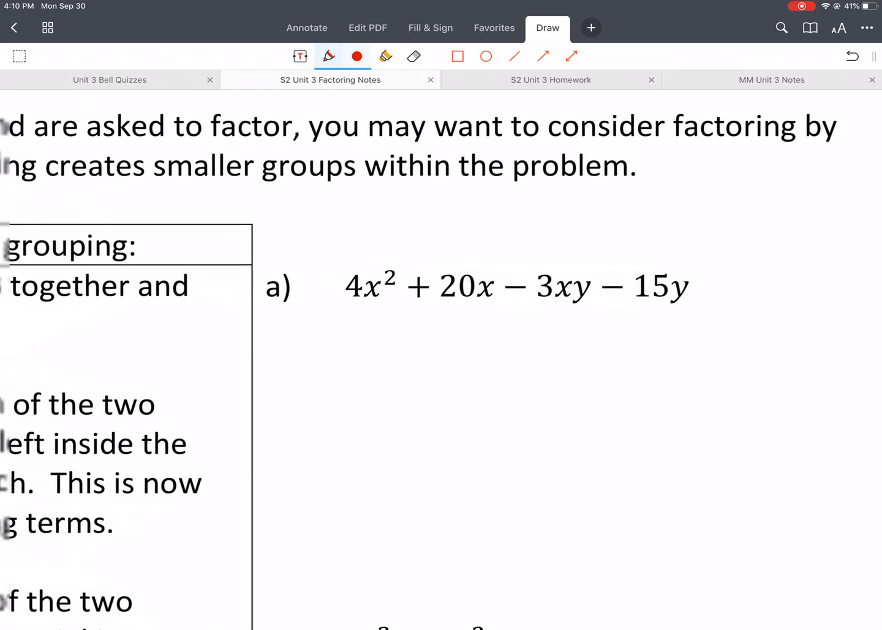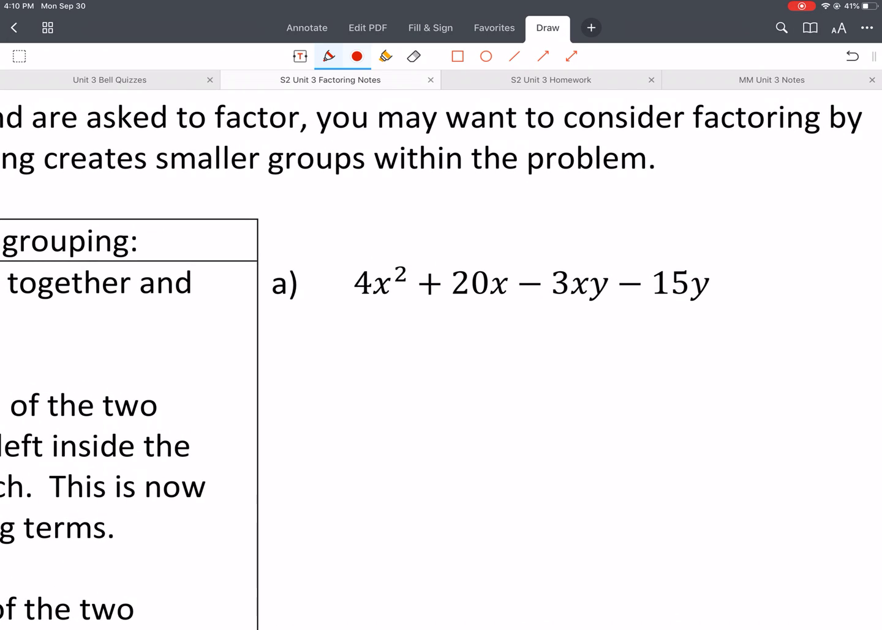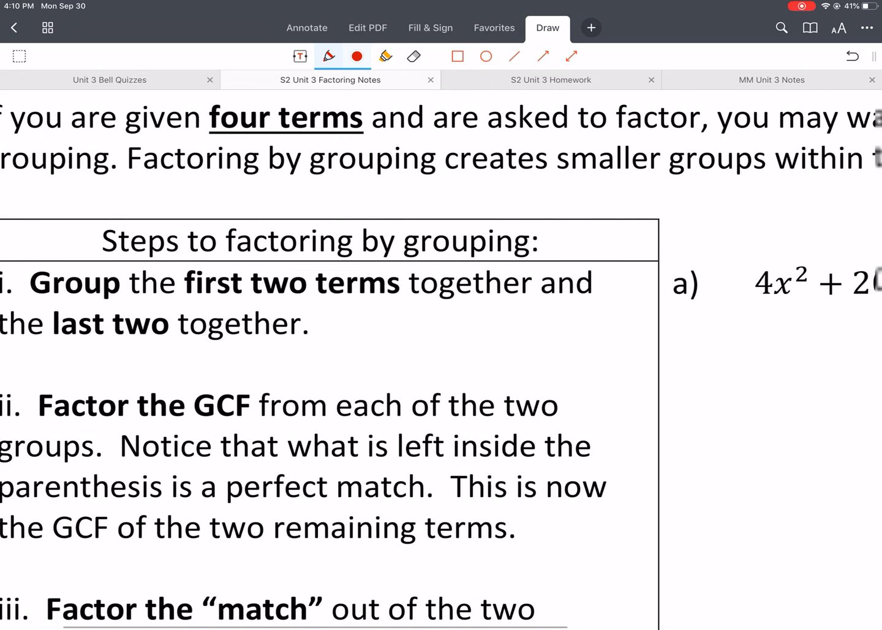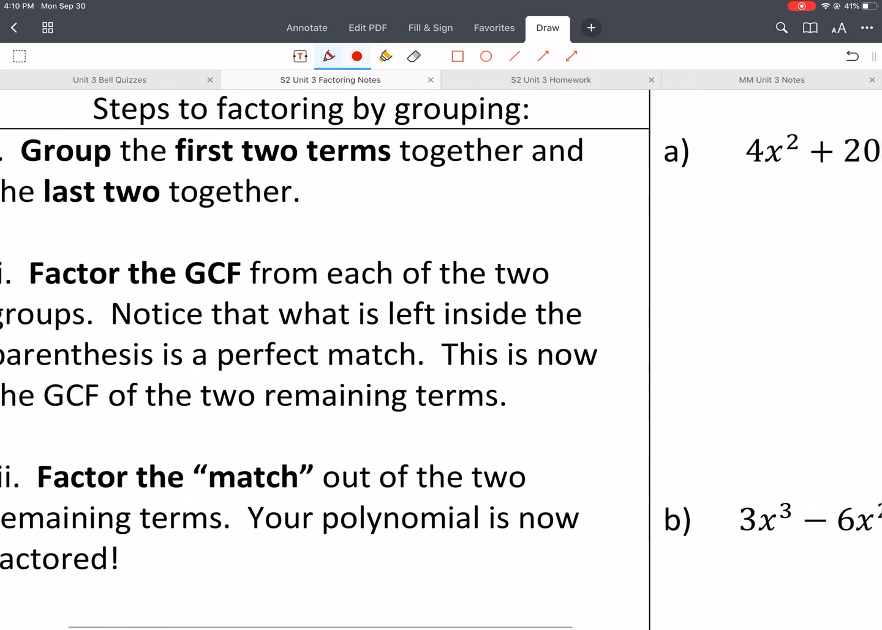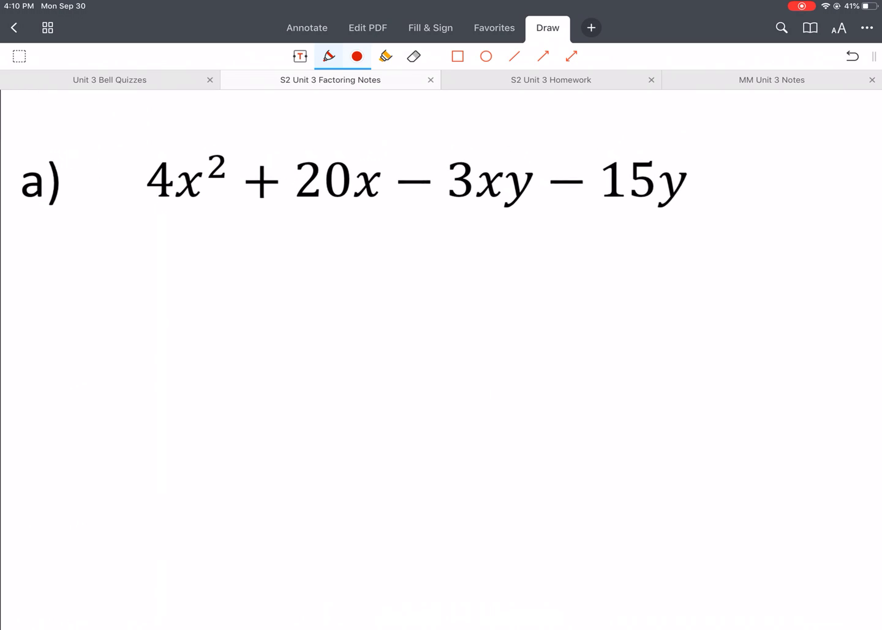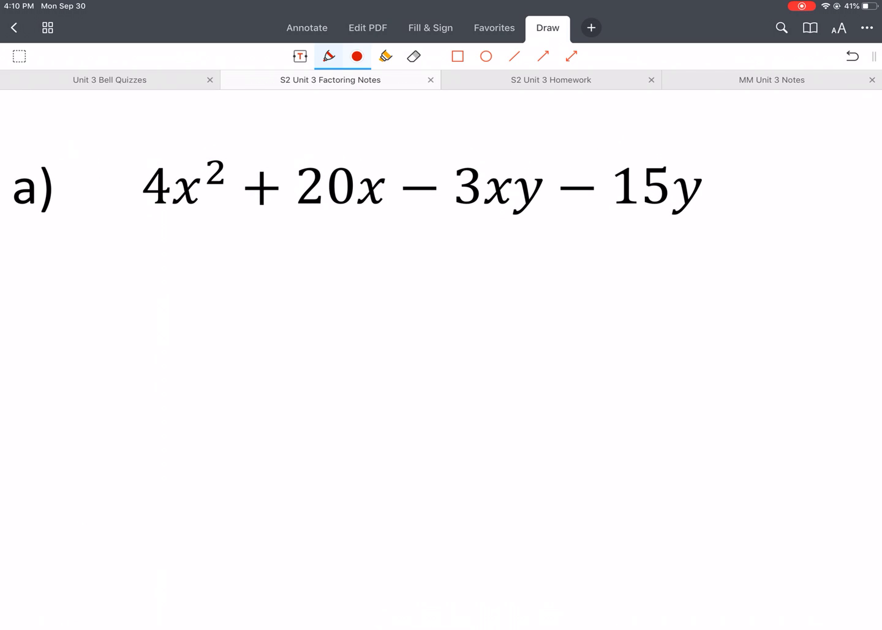Okay, but these ones, they're going to ask us to factor using grouping. There are steps over here, but we won't read that together. We'll just get started with some problems. The first step is to separate it into 2 parts. In effect, we have 2 terms on the left and 2 terms on the right.